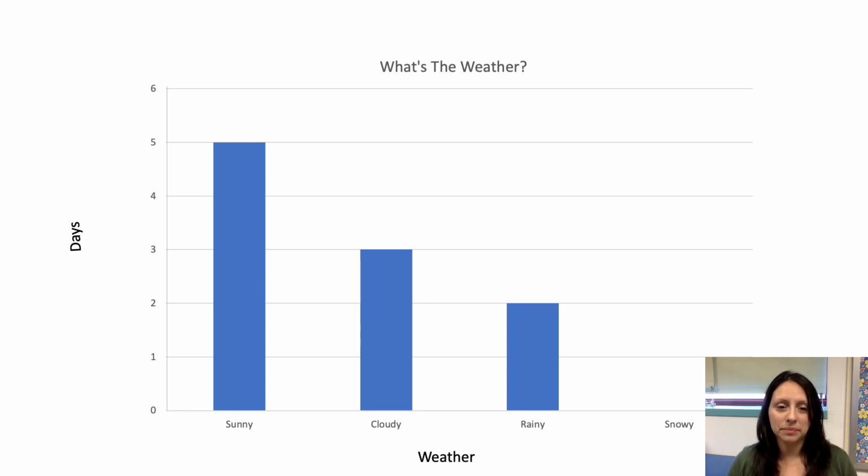Here's my other question. Which weather did not occur when we were checking the weather outside? Was it sunny, cloudy, rainy, or snowy? If you said snowy, you're correct. Here's my third question. How many cloudy days were there when we were checking the weather across 10 days? If you said 3 cloudy days, you're correct.